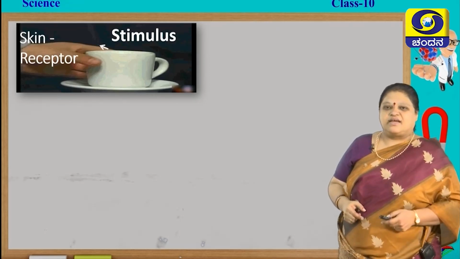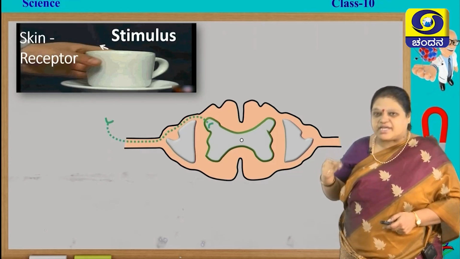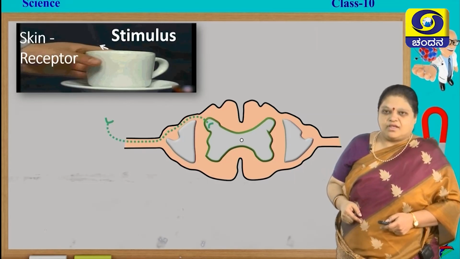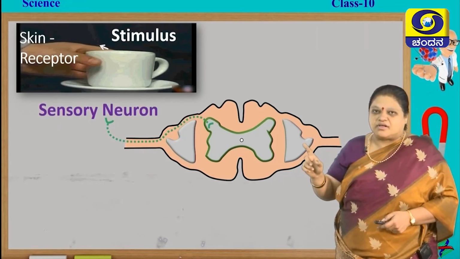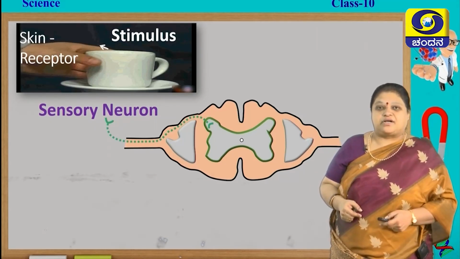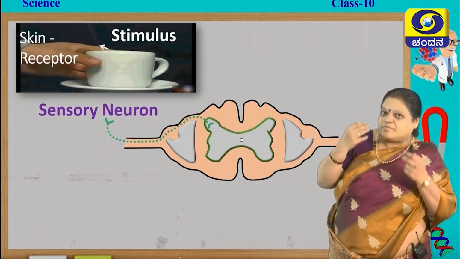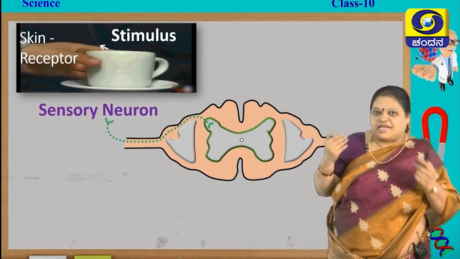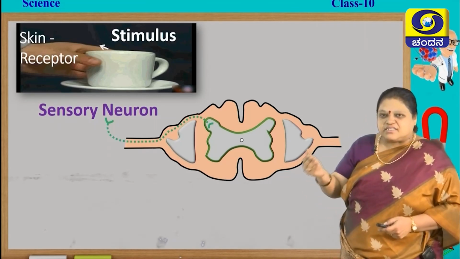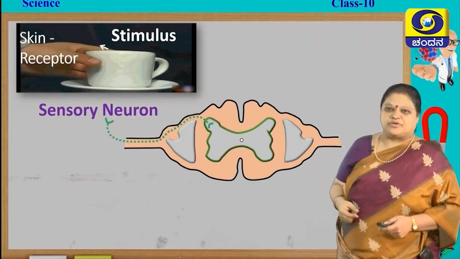Next, as soon as he touches that, the impulse will go from there to the spinal cord through one neuron called the sensory neuron. Why is it called a sensory neuron? Because it is coming from a sense organ, the skin. A sense organ may be the eyes, nose, ear, tongue, skin, anything of the sort. It receives the impulse from the sense organ, so it is called a sensory neuron.